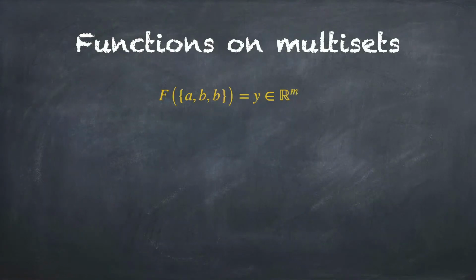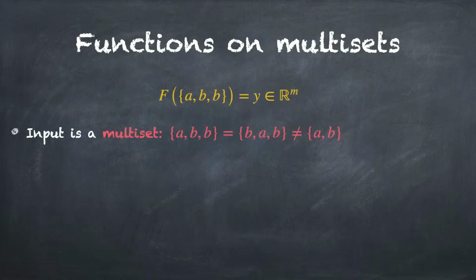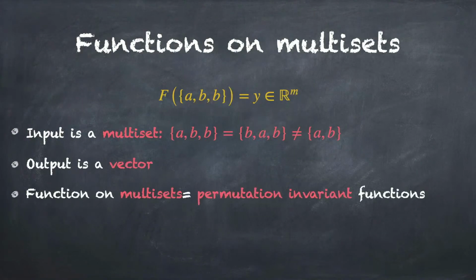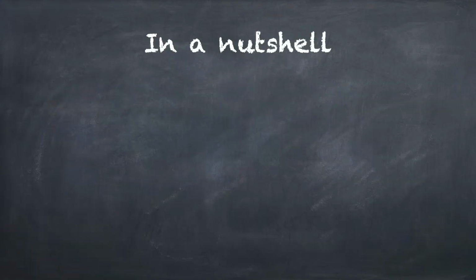This is something which is done routinely inside graph neural networks. The input is a multiset, and the only difference from a set is that you can have multiplicities, right? The output is a vector. And we want to talk about functions mapping multisets to vectors, which are sometimes called permutation invariant functions. These are basically identical notions.